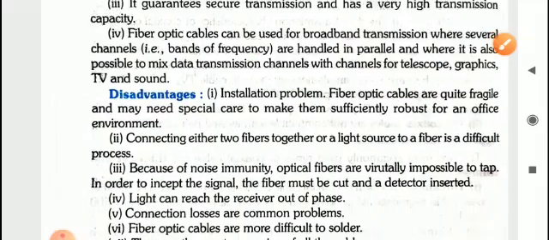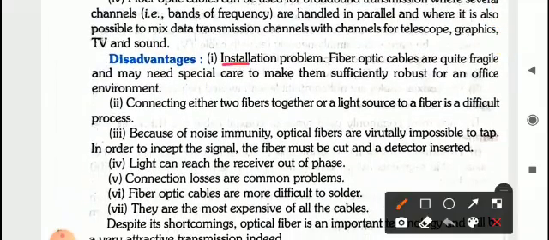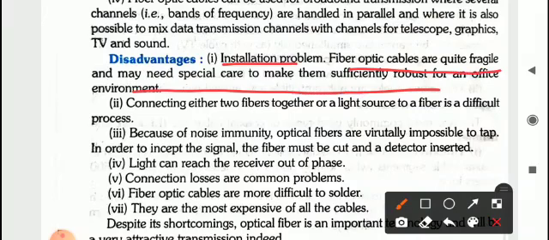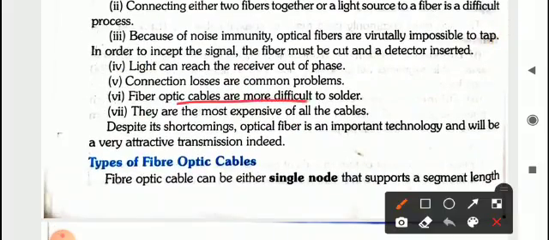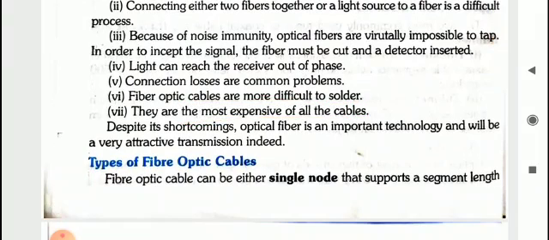Fine. And what are its disadvantages? Its installation charges are very high. It is also a problem that fiber cables are quite fragile and may need special care to make them sufficiently robust. Then connecting either two fibers together or a light source to a fiber is a difficult process. Okay, light can be reached at the receiver out of phase. Then connection losses are common problems. Then fiber optic cables are more difficult to solder and they are also very expensive compared to all other cables.